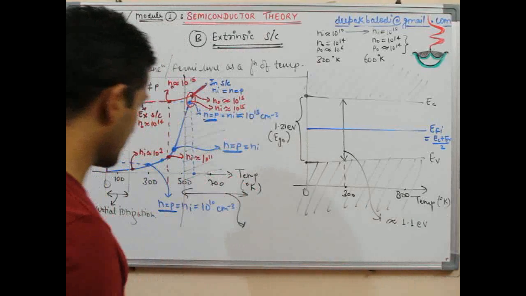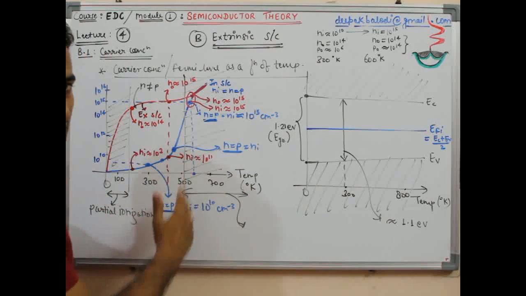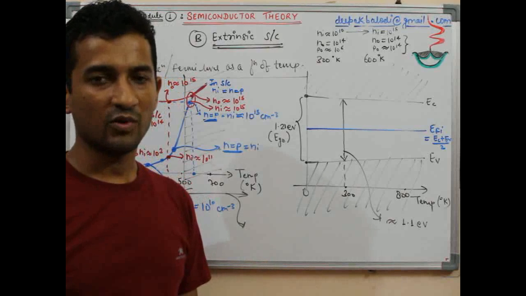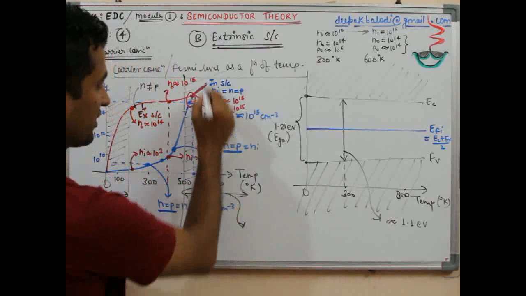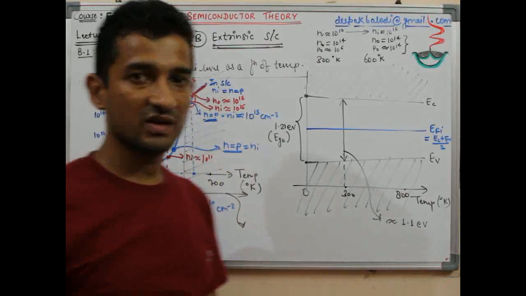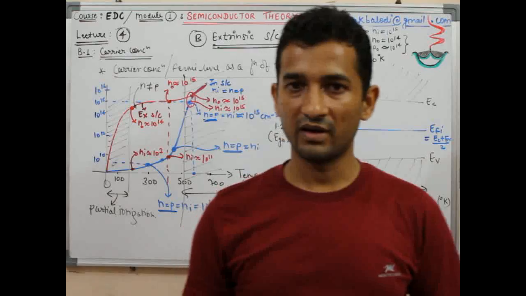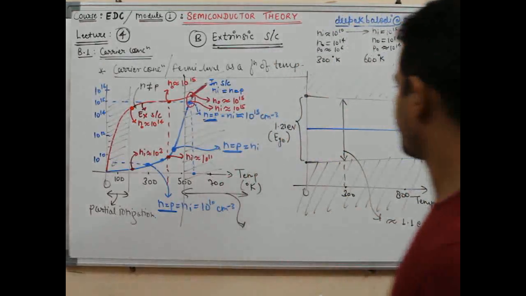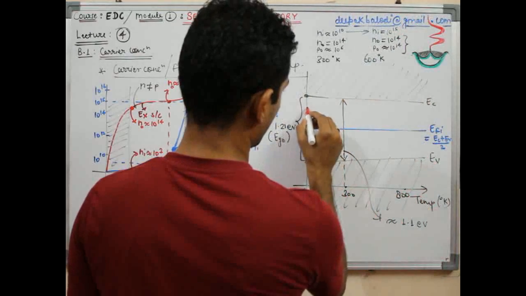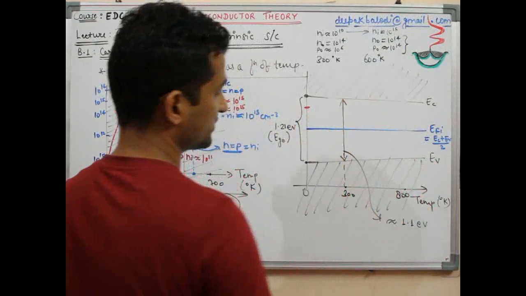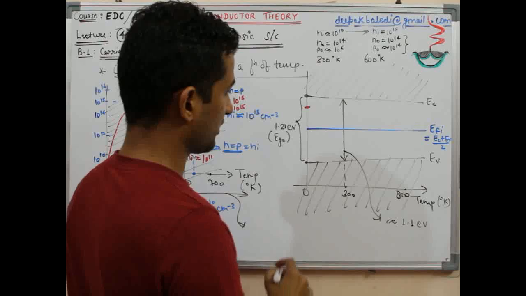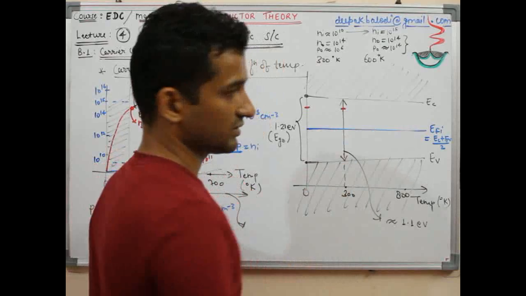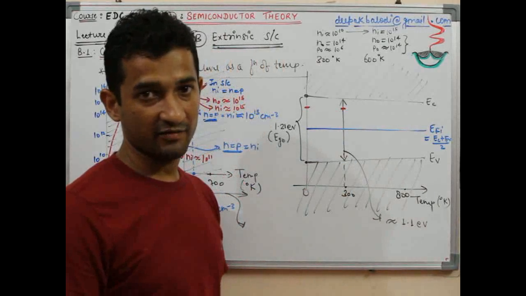But that only happens at a very high temperature, well above 500 or 600 degree Kelvin. Well above 600 or 700 degree Kelvin, then an extrinsic semiconductor cannot be identified very effectively. So the same thing can be shown here. Let's say this was the level at around room temperature. This was the Fermi level, the initial Fermi level.